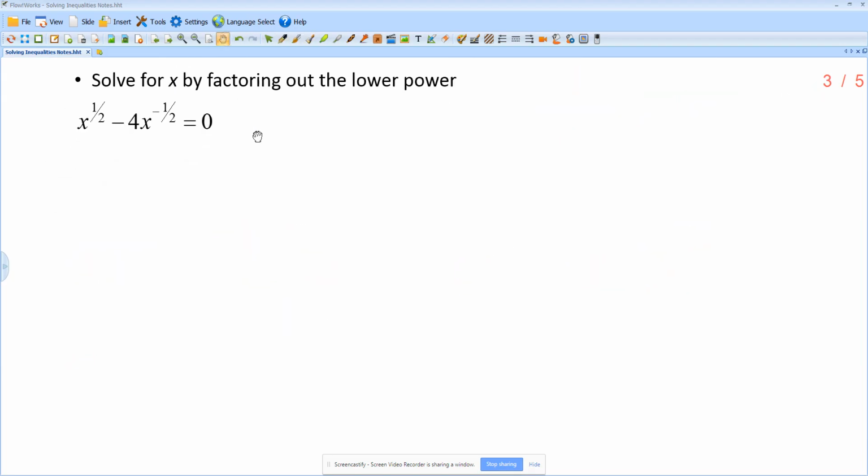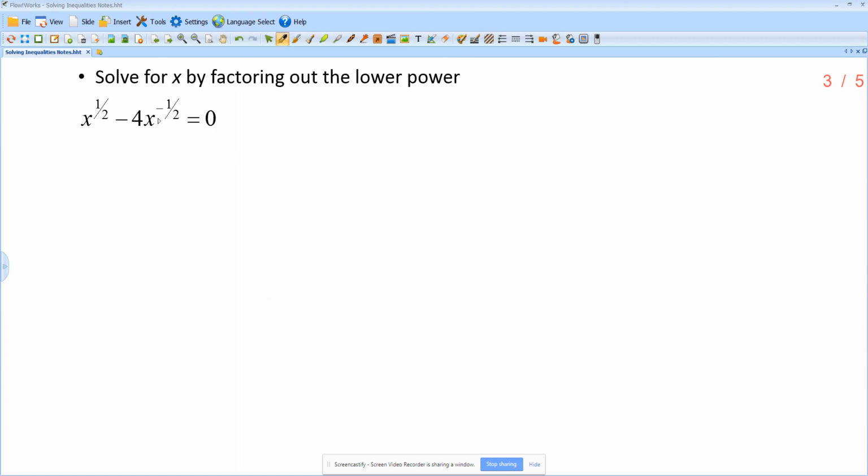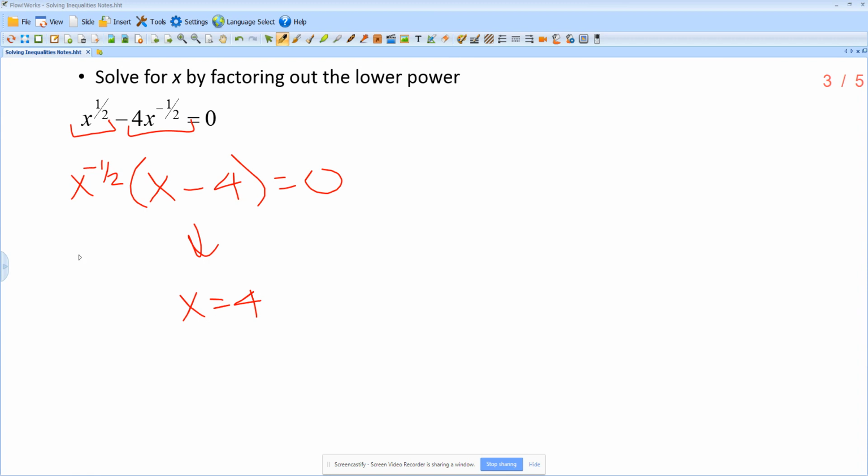All right, just some more examples. Again, just plowing through all these examples. Looking at this, I could take out x to the negative 1/2 from these two terms. When I take x to the negative 1/2 out of x to the positive 1/2, I'm left with just x. Again, think about this is 1/2 minus negative 1/2, which would give me a positive 1, minus 4. I took out all of the x to the negative 1/2 equal to 0. So here I get x equals 4.